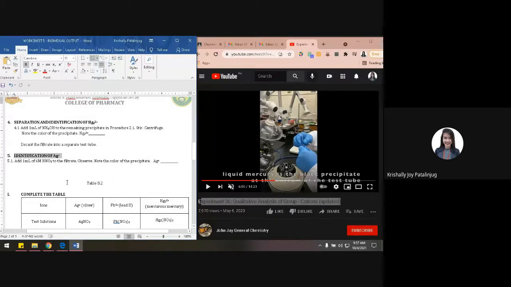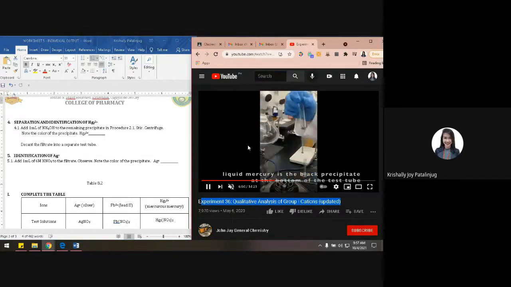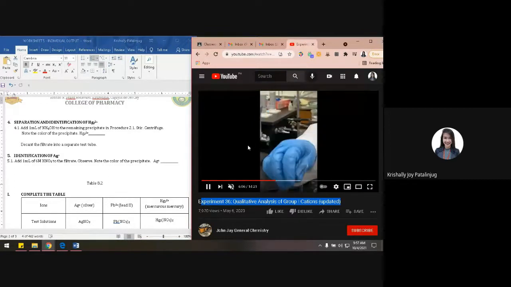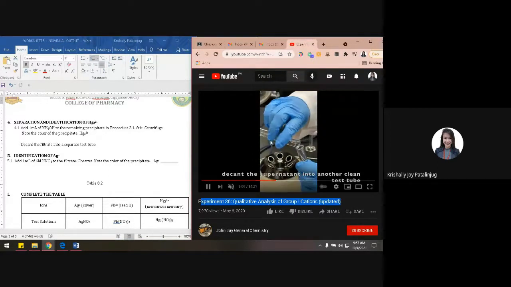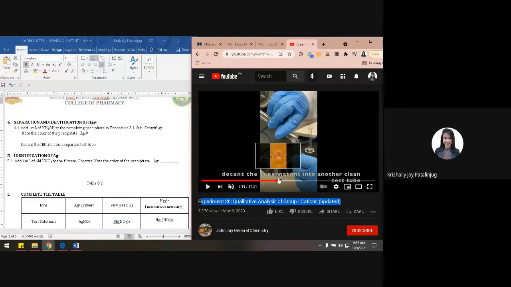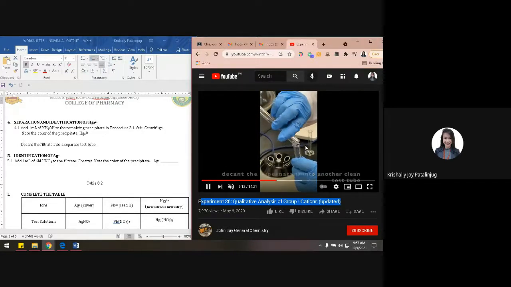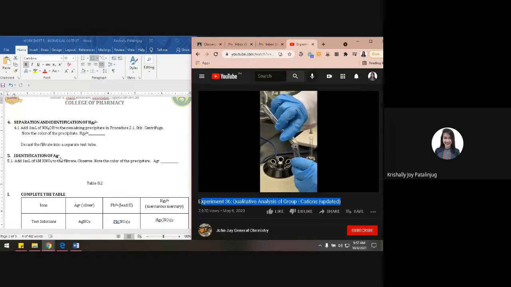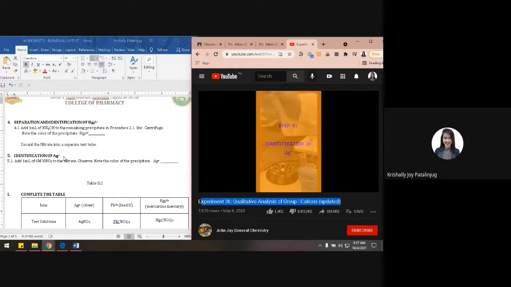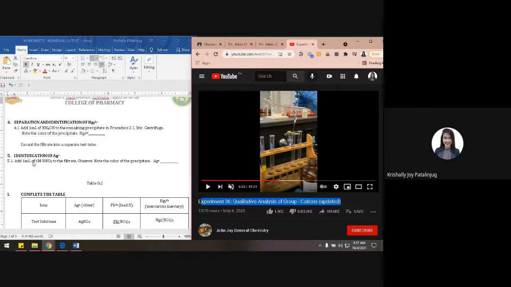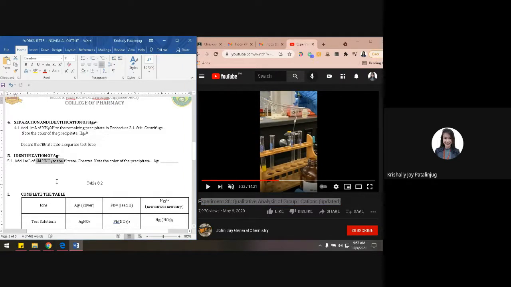Okay? So, kaya nakalagay dito is simply identify. Meaning, i-confirm lang natin kung yung natira ba talaga is silver. Kasi separate na natin yung dalawa. So, i-confirm lang natin kung yung natira is silver. Okay, so meaning, doon sa supernatant na yan, nandoon yung natirang silver ion. O, ito na, identification only. Confirm lang natin kung silver ba talaga yung natira via adding nitric acid.